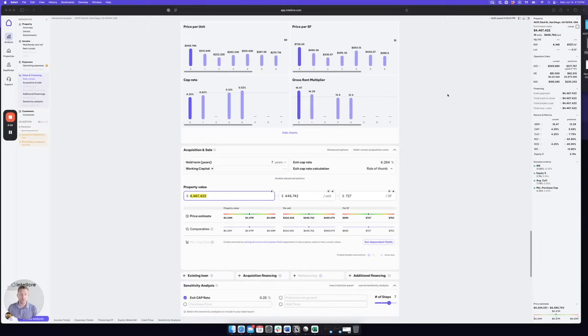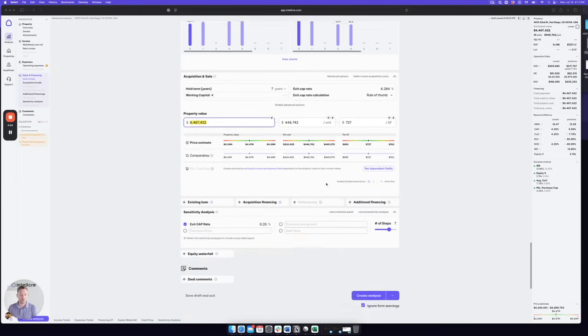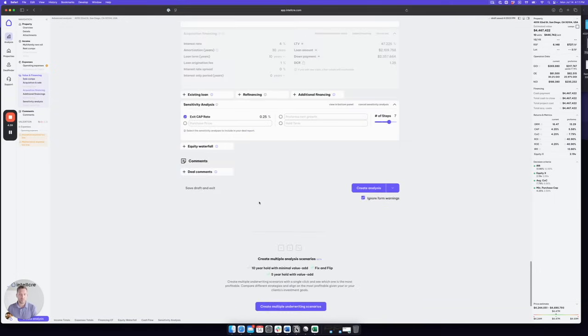So there you have it. We priced the deal in under 3 minutes or so. Now, some of the other data that we might want to use for building a proforma is whether we have a loan quote or some sort of proposed financing for the deal. We can do that right here by enabling the acquisition financing.